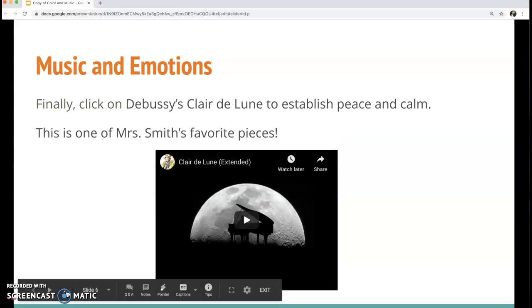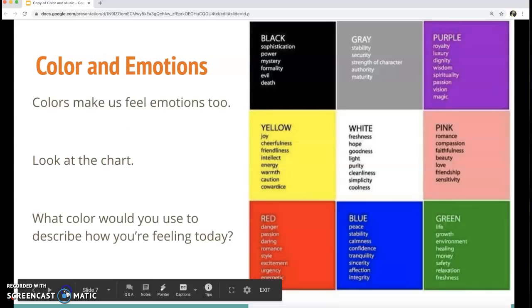And then Claude Debussy's Clair de Lune is a very peaceful and calm piece of music. It happens to be one of our art teacher's favorite pieces. And sometimes when we're feeling different emotions, we might want to play a piece of music that lets us feel that emotion so we can feel it and get it out. It's kind of cathartic.